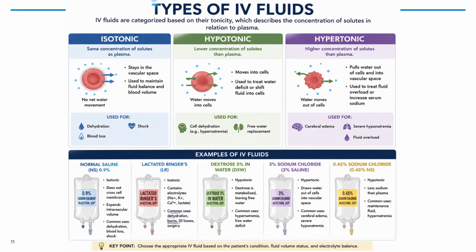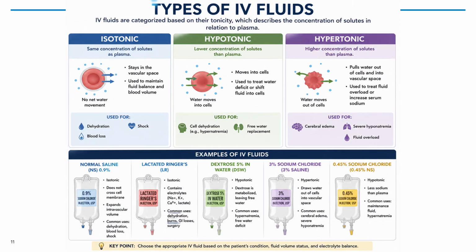Two fluids that are going to come up again and again are normal saline and lactated Ringer's. Normal saline contains sodium and chloride in concentrations similar to plasma. It expands the vascular space without causing fluid shifts between the intracellular and extracellular compartments. Again, commonly used for fluid replacement, dehydration, hypovolemia, and the initial treatment of shock. It's also the only fluid compatible with blood transfusions.